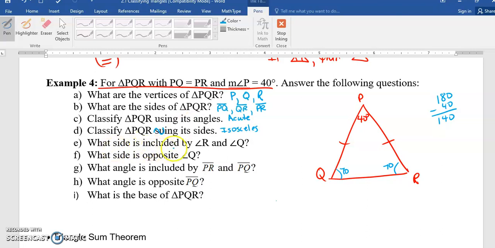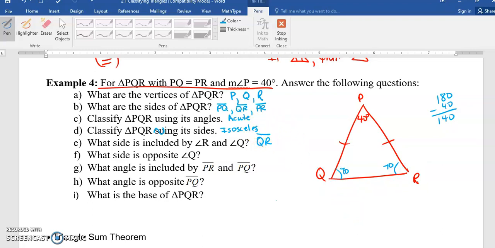What side is included by angle R and angle Q? Well, here's angle R, here's angle Q. What is in between them? Side QR. And it's okay to say RQ or QR, that doesn't matter. It's a segment though, so you should have the segment notation over the top.